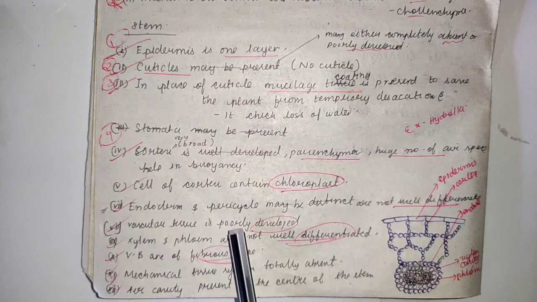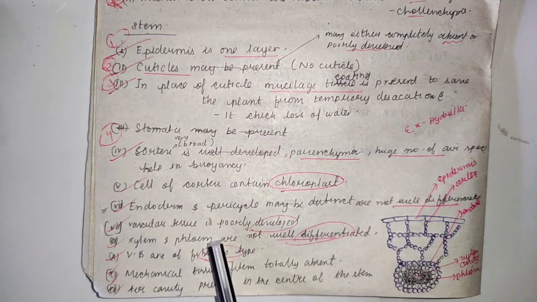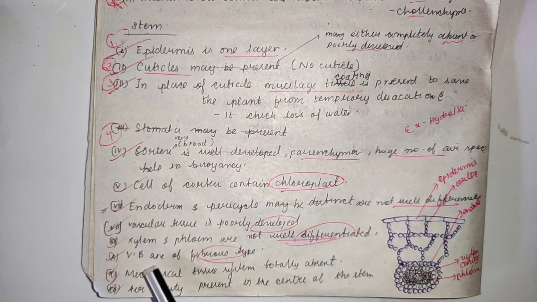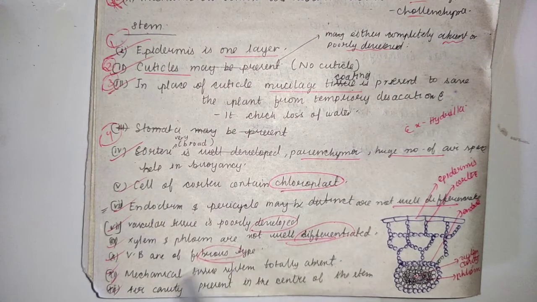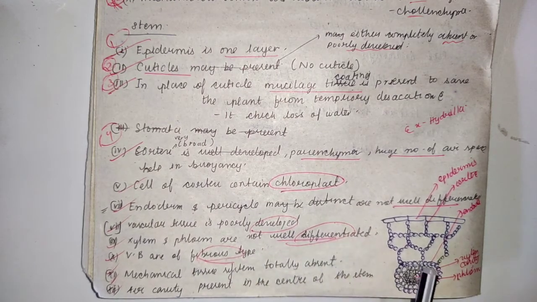The vascular tissue is poorly developed in the stem. The xylem and phloem are not well differentiated. The vascular bundles are fibrous type. That means the xylem and phloem are present at the center. Mechanical tissue system is totally absent. Air cavity is present in the center of the stem.